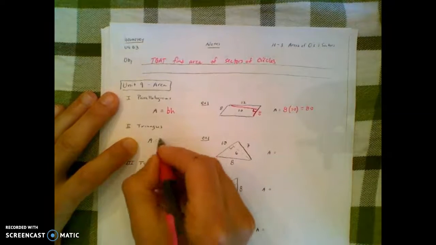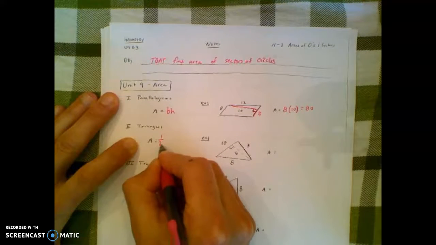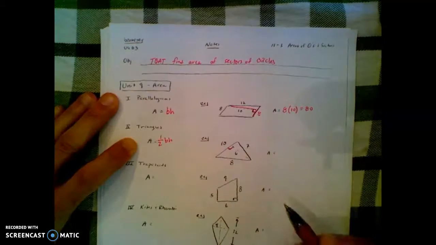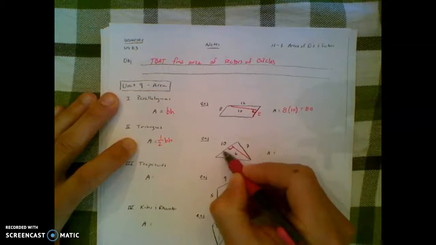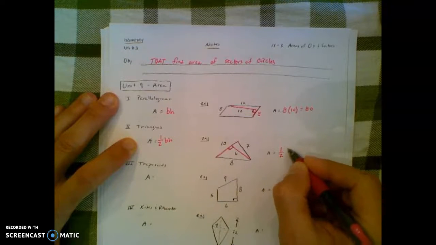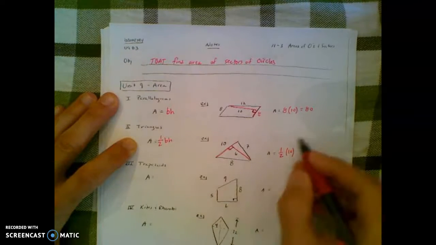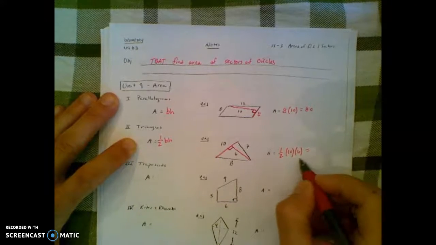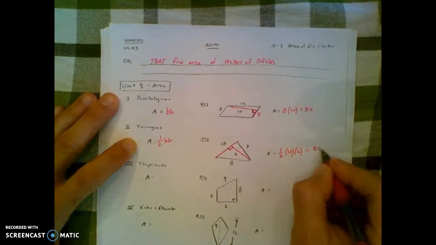Triangles, remember, were just half of a parallelogram. So it would be half the base times the height. Base and height still need to be perpendicular. I see a perpendicular right there, making the 6 the height and this the base. So again, it's 1/2 the base of 10 times the height of 6. So again, I'm going to multiply those. Half of 60 would be 30.